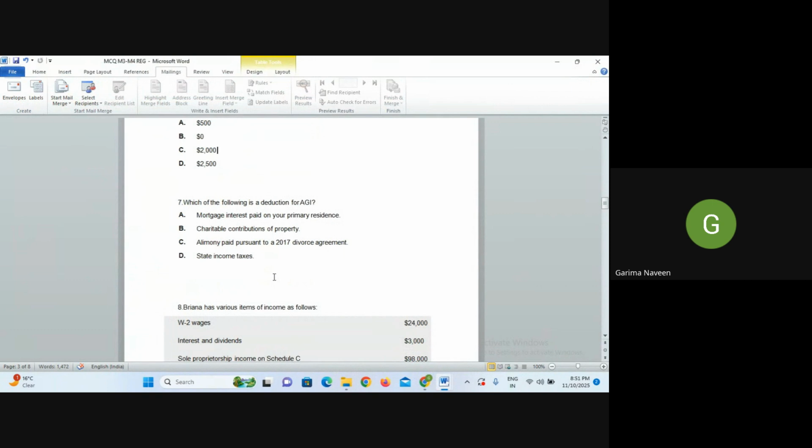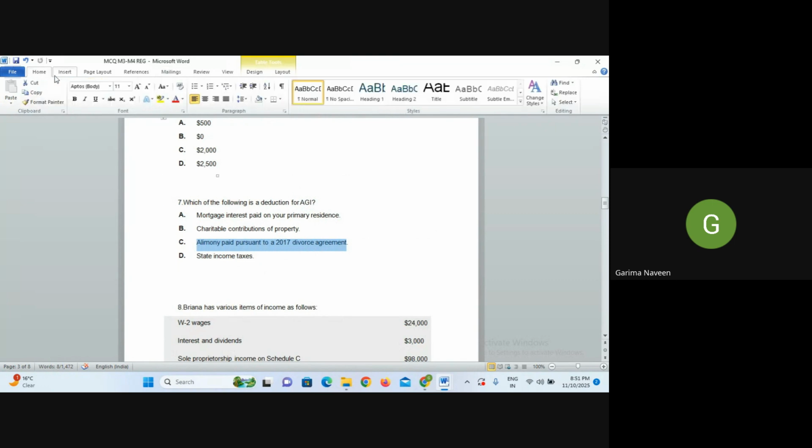Yes, correct. Option C. Because mortgage interest, charitable contribution, and state income taxes are taken as itemized deductions. They will be deducted from AGI, not for AGI. But alimony you can deduct from your gross income directly. That means it is an above the line deduction for the AGI. So the correct answer should be alimony. Any doubt? No, ma'am.